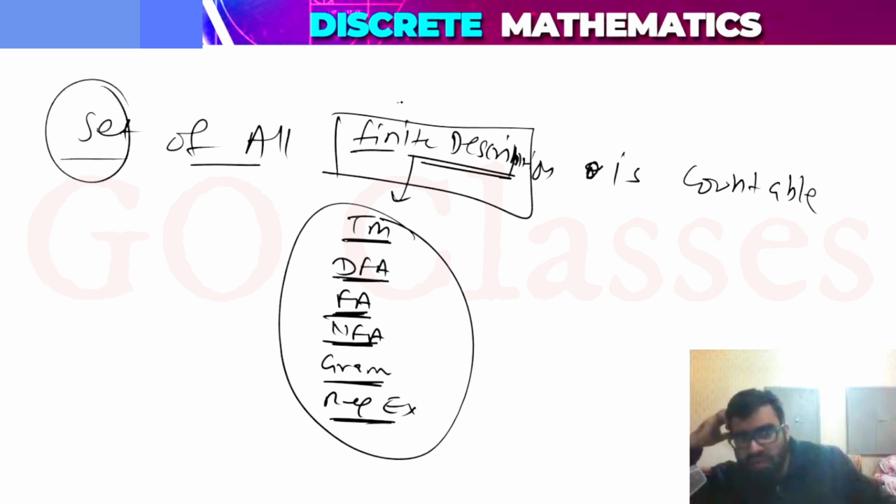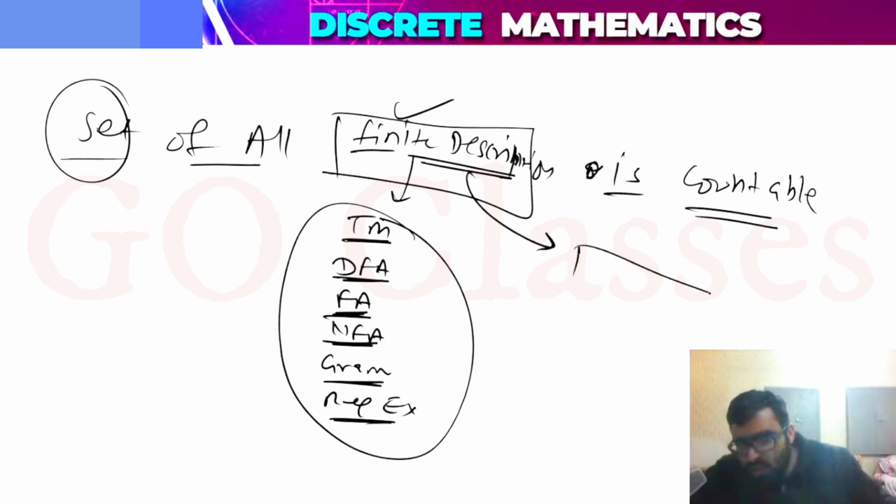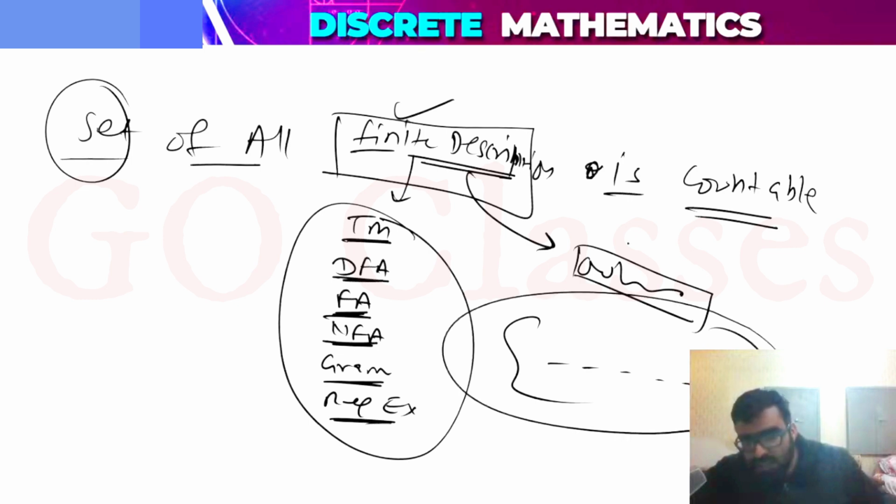So the set of all finite descriptions is also countable, because if you have a finite description, you can encode it using a binary encoding. And because you can encode it using a binary encoding, the set of all finite descriptions is a set of some binary encodings, and hence a subset of sigma star, and hence countable. This is how you can say the set of all Turing machines, the set of all DFAs, and so on, are countable. So this is the next result.